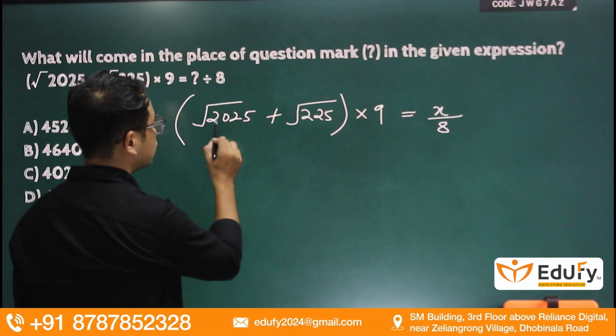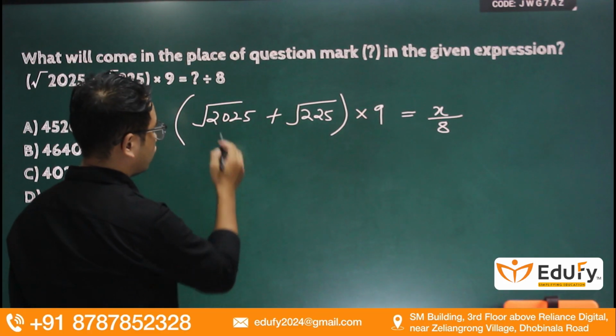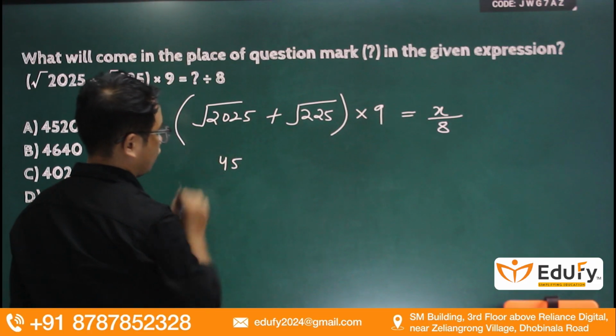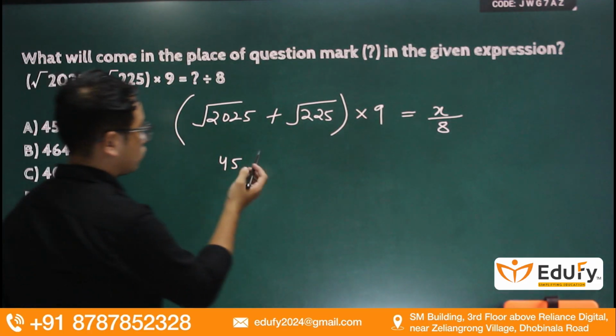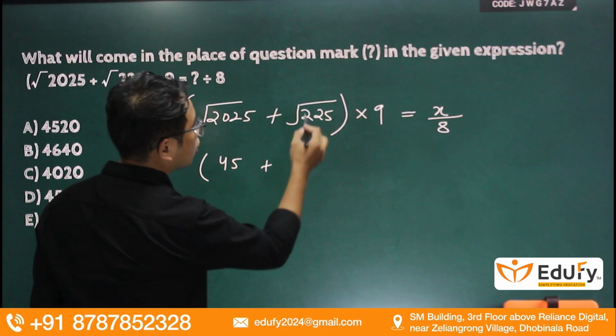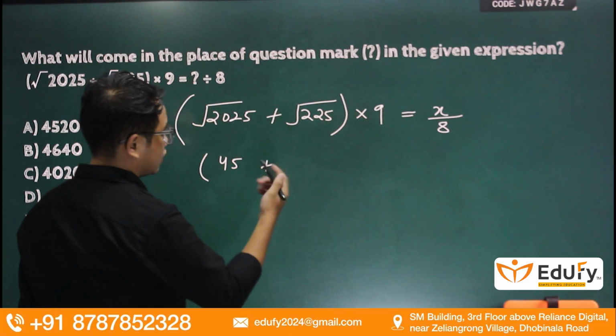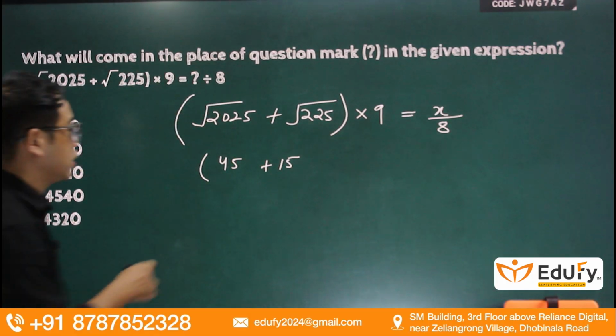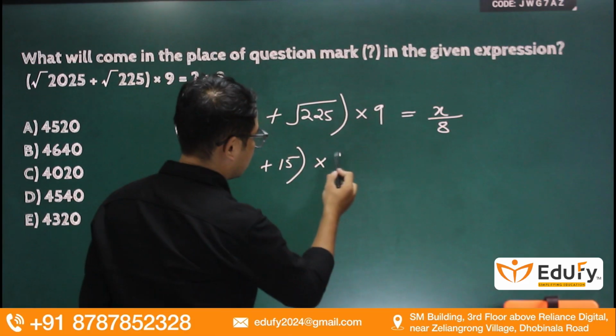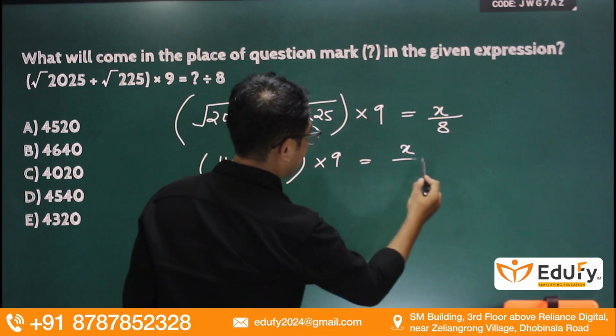So this is root over 2025, right? The root of this is 45. 45 into 45 will give you 2025. And then plus 225, as we all know, the root of that is 15. 15 into 15 will give you 225. So this is multiplied by your 9, which is equal to x by 8.